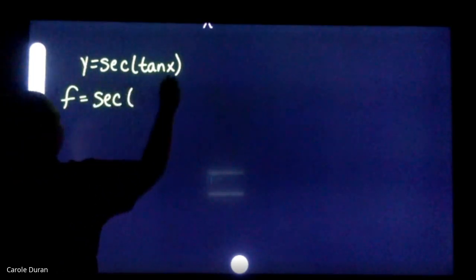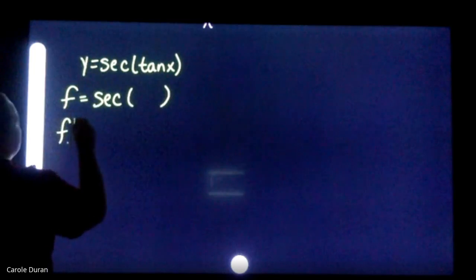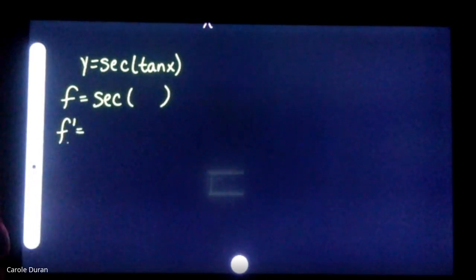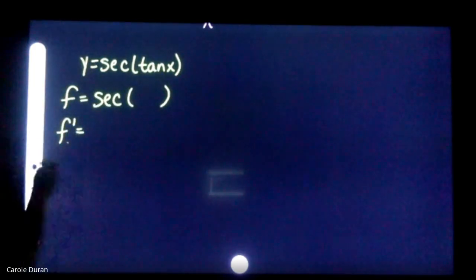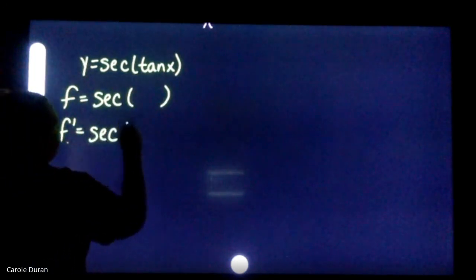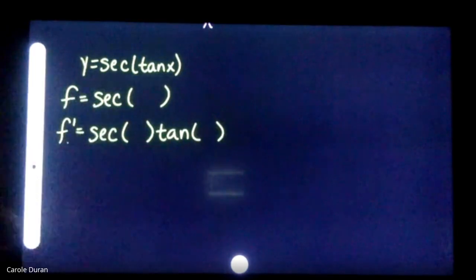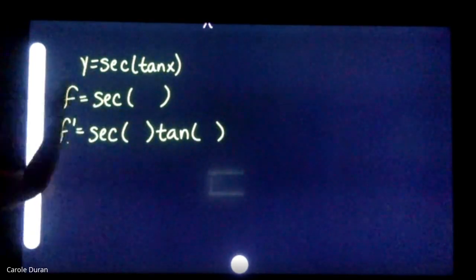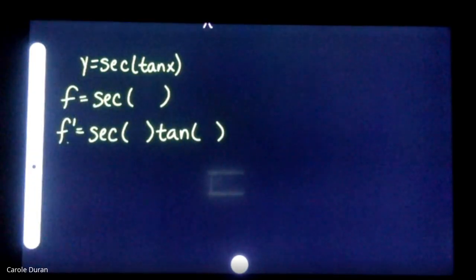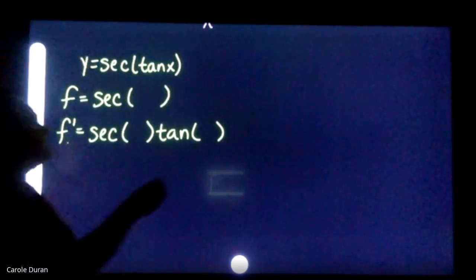Perfect. So what's the derivative of secant? Secant x, tangent x. Right. So it's secant of parentheses times tangent of parentheses, because instead of having an x here, I have another function. So the derivative of secant is secant tangent and then whatever's inside the parentheses in place of x. My inside function is tangent of x.